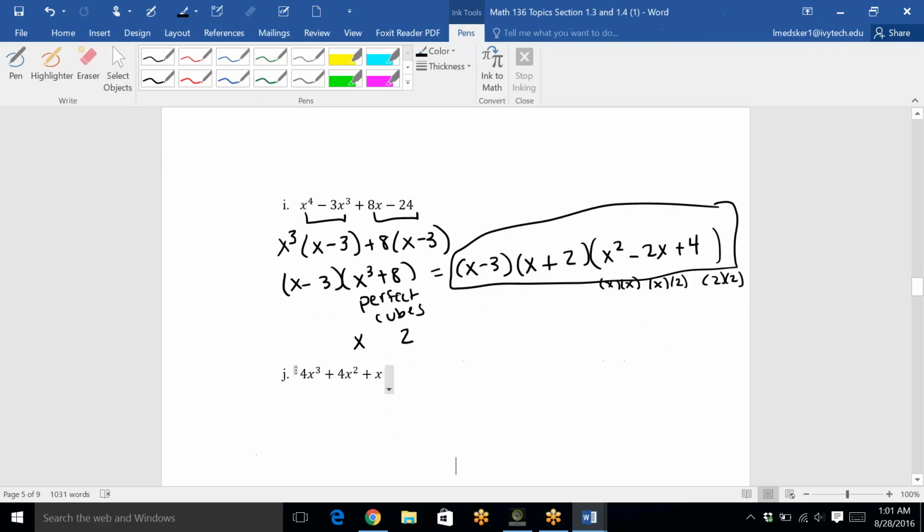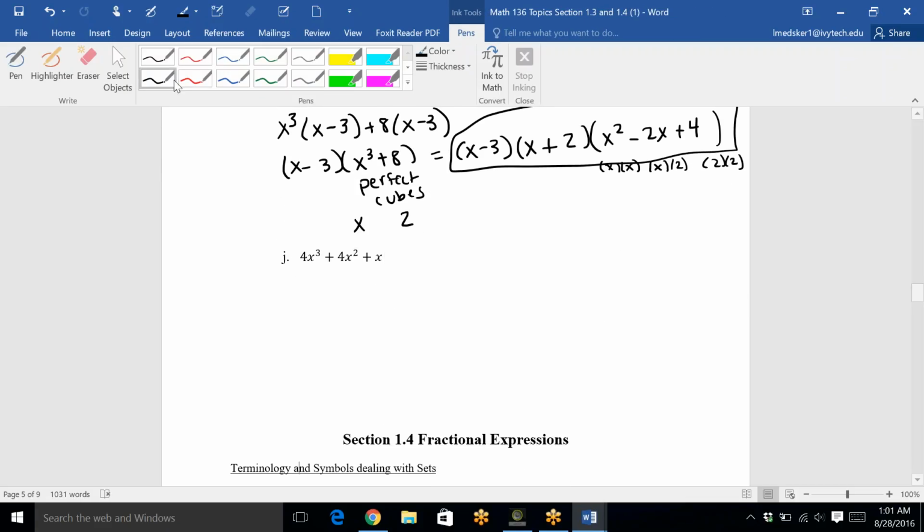Okay, last factoring problem. Start with a GCF. You can pull out an x, and that leaves you with 4x squared plus 4x plus 1. Notice this is a trinomial, and it has a non-1 in front, so we need to do 4 times 1, which is 4. Factors of 4 are 1 and 4, 2 and 2. We're looking for a pair that have the same sign because this last term is positive. So they're either both positive or both negative, and they add to 4. So to add to 4, they'd have to be 2 and 2.